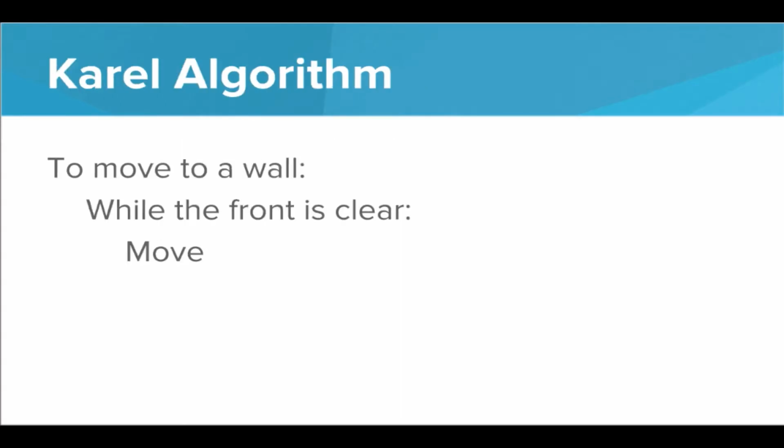What about in Karel? What's a good example of a Karel algorithm? Well, the one we've been writing a lot is getting Karel to move to a wall. So to move to a wall, all we need to do is, while the front is clear, move. This is a self-contained, step-by-step set of instructions to get Karel to move all the way to a wall. And it's not written in code, it's just normal English, but this is an algorithm.